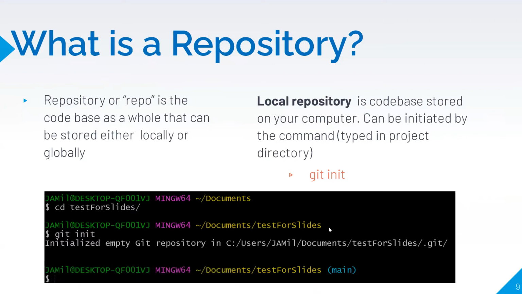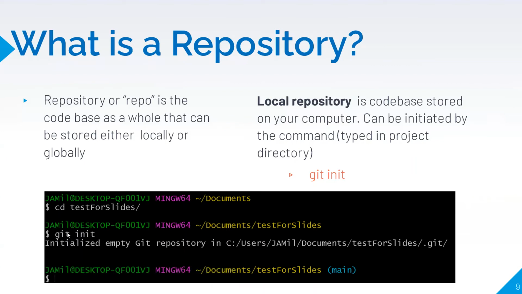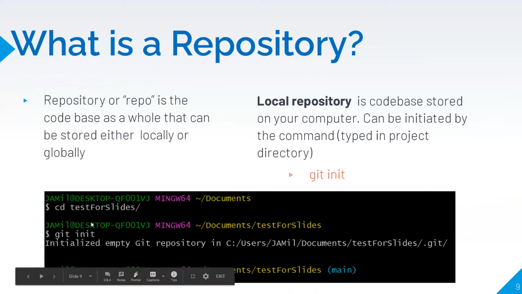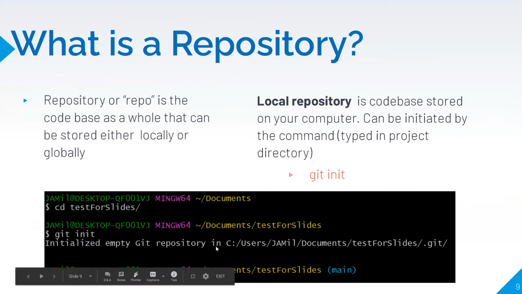And we are going to type the command git init. You'll notice before all of our commands, so this command is init, we will always use git just to let it know that, hey, this is a git command. And so I wanted to initialize a local repository in this test for slides folder. And I can tell it was successful because this little blue thing here appears that says main.